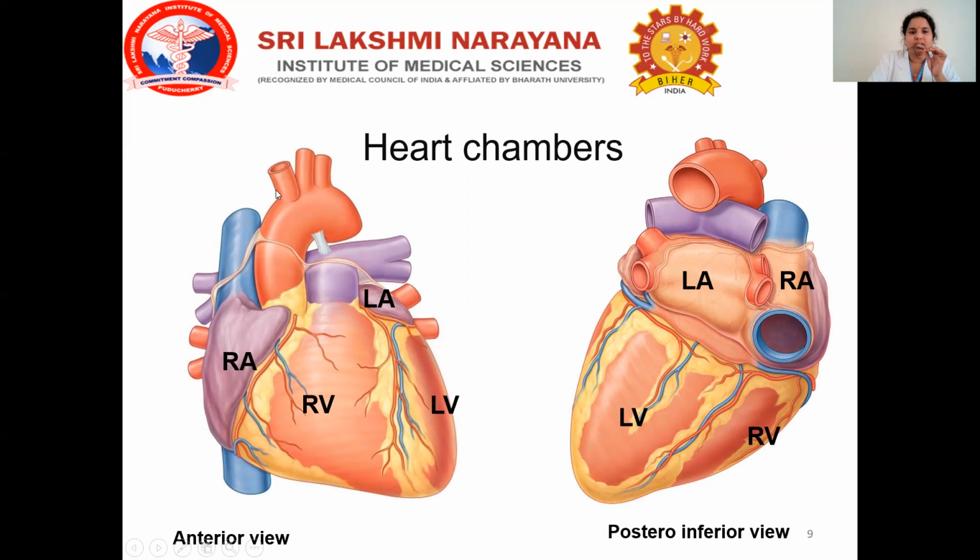So the heart chambers, how they are seen grossly. There are four heart chambers. From the anterior view, part of the left atrium, part of the left ventricle, part of the right ventricle, and part of the right atrium are seen. From the posterior inferior view, the left atrium and part of the right atrium are seen, and the left ventricle and right ventricle are seen.